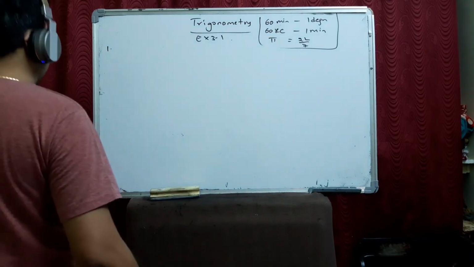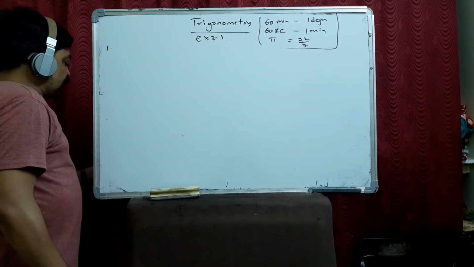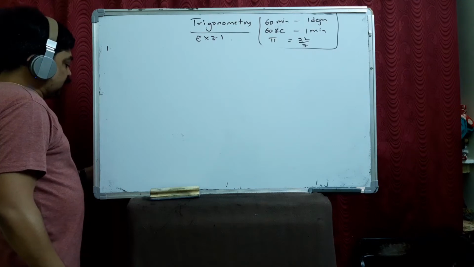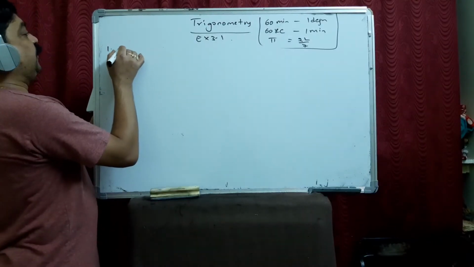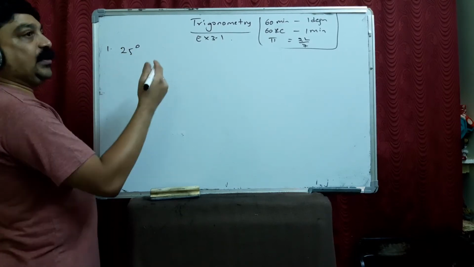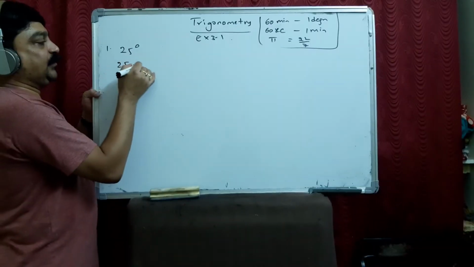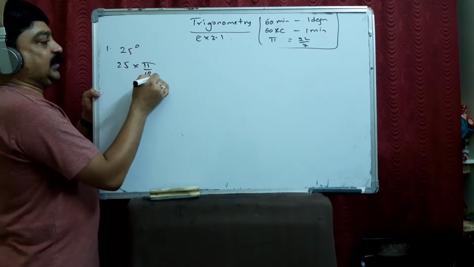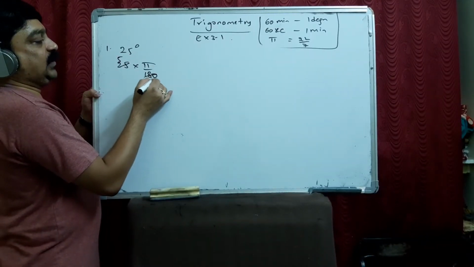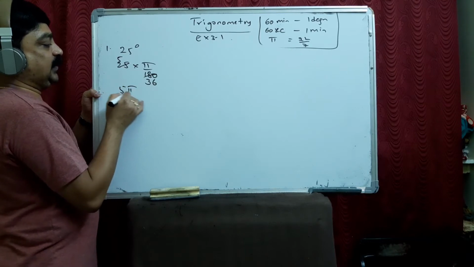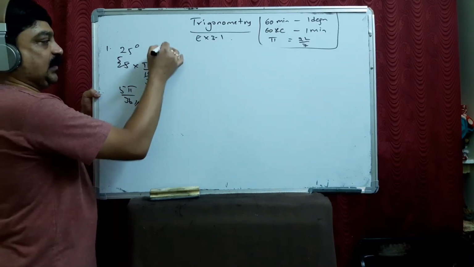Exercise 3.1. The problems are to convert degrees into radians. First one, 25 degrees. To convert degrees into radians, multiply by pi by 180. 5 5s are 25, 5 36s are 180, so it is 5 pi by 36. That's it.